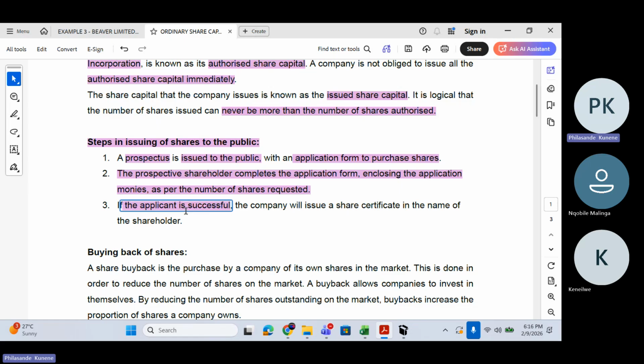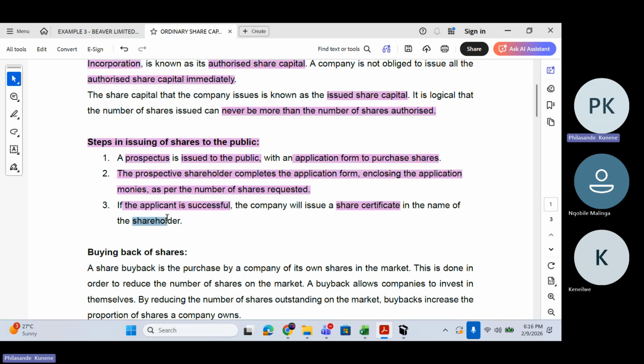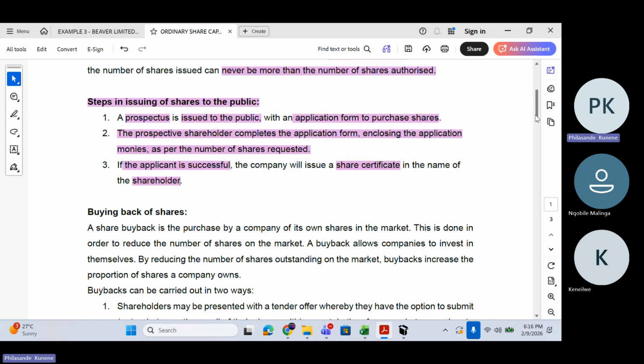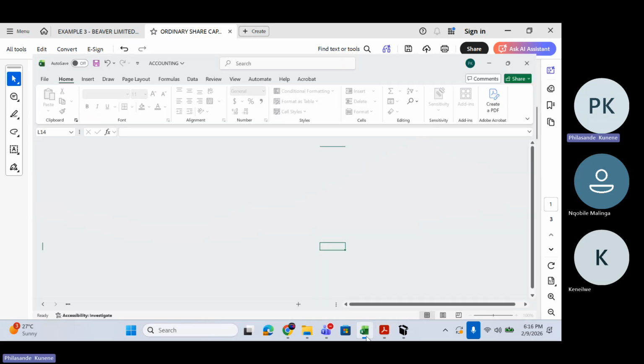Then if your application is successful, the company will issue a share certificate in the name of the shareholder, which means that if we are giving you these shares as a shareholder, we are going to give you a share certificate. What is the share certificate? It means that now you are a shareholder, your application was successful. So that's how we issue shares to the public.